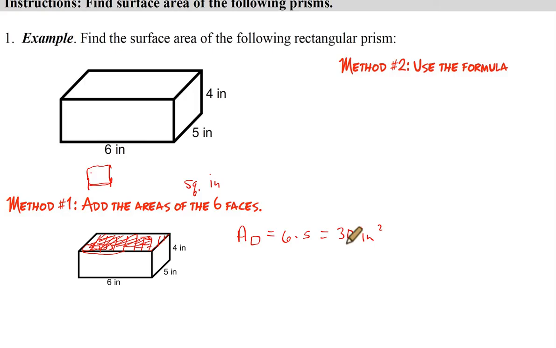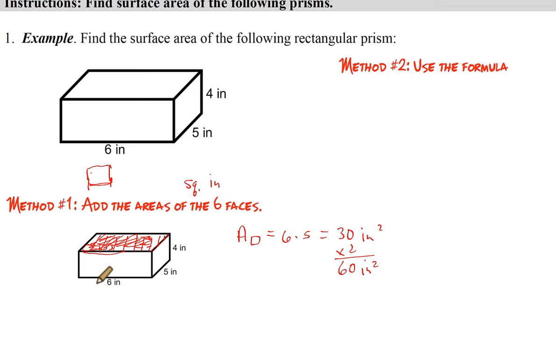So we know that we not only have one rectangle that has an area of 30 square inches. Whew, that was hard to get that out. We're going to have 2 rectangles. So we'll have a total from the red of 60 square inches. That'll be the area from the top and the bottom.